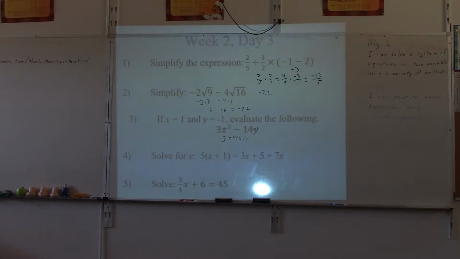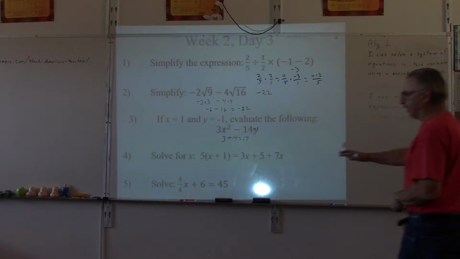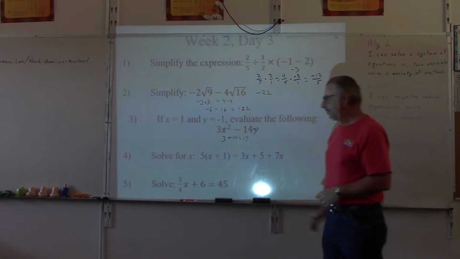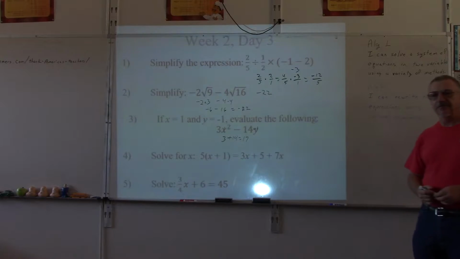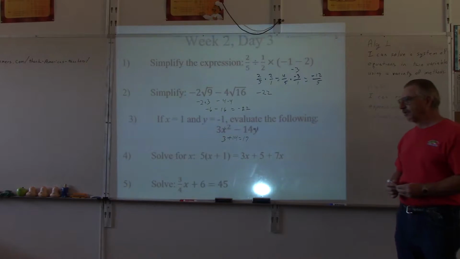Okay, number 4 is 0 because we come up with two different equations: 5x plus 5 equals 10x plus 5. So our solution is going to be 0.